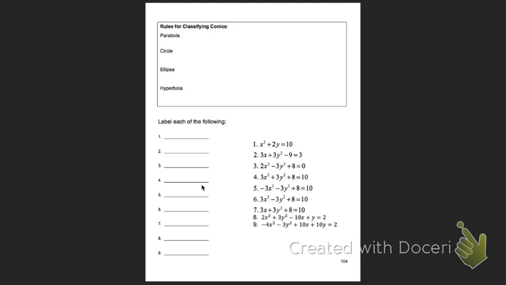If something is a parabola, then it is going to have only one squared term. So it would be like only x squared or y squared, but not both. So like number 1. We could go ahead and fill that in.